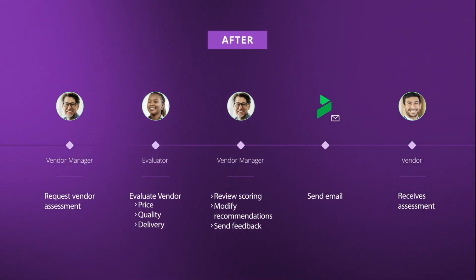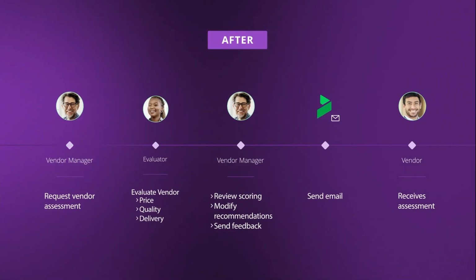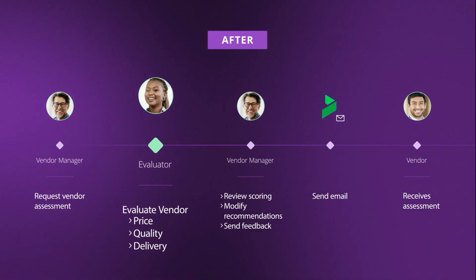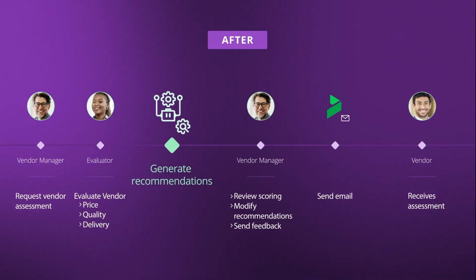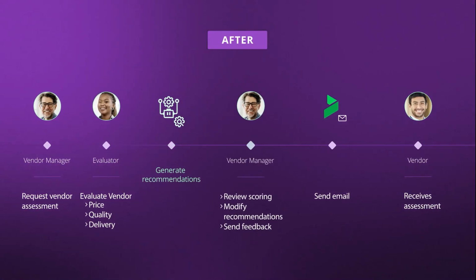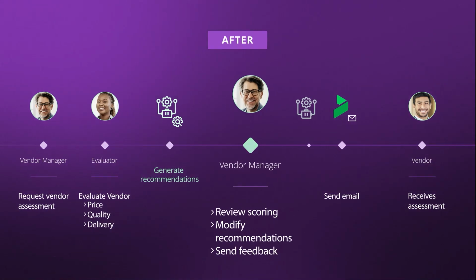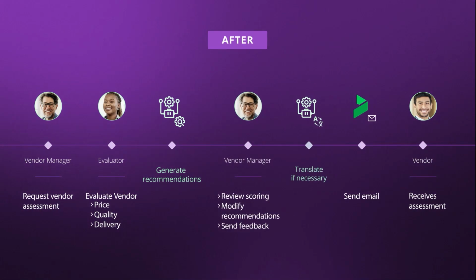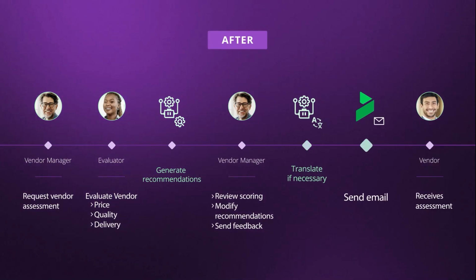The process begins the same way when Peter requests the evaluation, and it is automatically assigned to the evaluator. The first AI agent steps in once Malaika has evaluated the vendor to analyze Malaika's scores and automatically generate tailored recommendations on how the vendor could improve their service. The evaluation and recommendations are sent to Peter for review, where he can modify, add, or remove comments. An additional AI agent offers the option to translate the recommendations if the supplier speaks a different language.